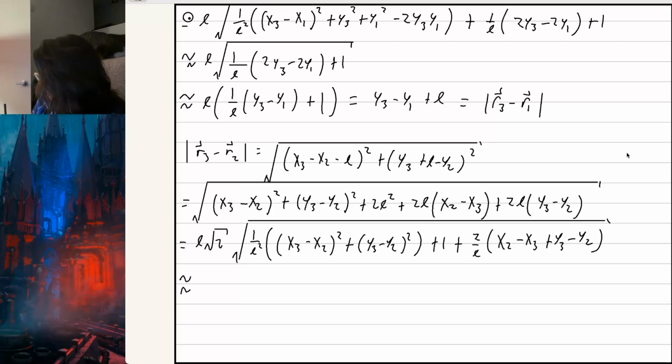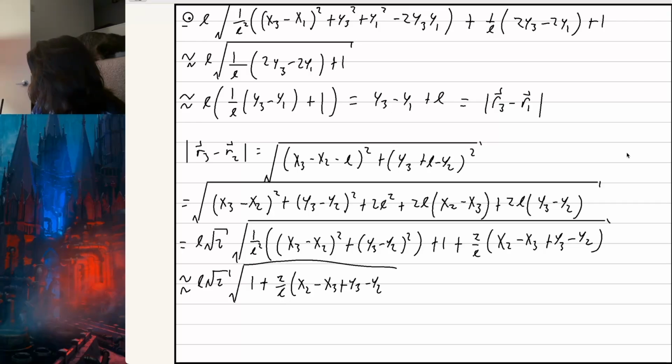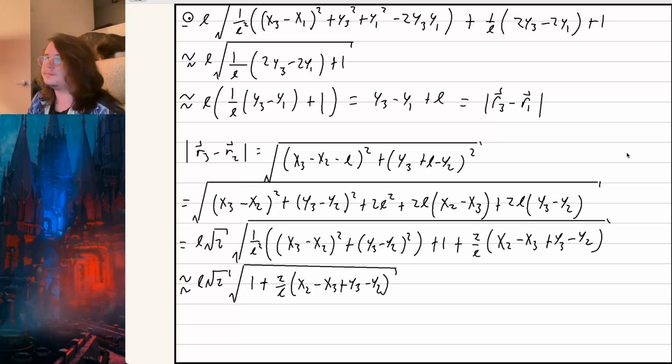Which, under the same approximation as before, those things that we don't care about go away. We have 1 plus 2 over L with the cross terms there. And then we just binomial expand again.